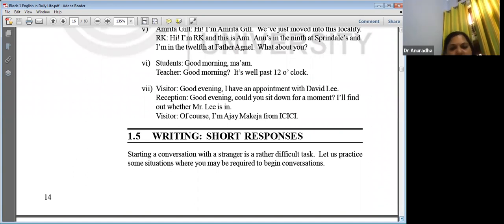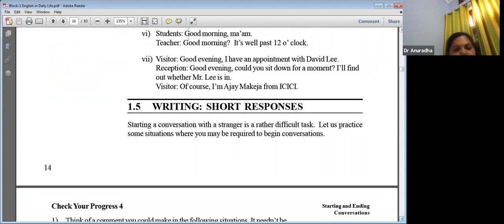Kindly do this exercise whenever you get time, or you just need to answer some of the questions. What is the setting: formal, informal, or not. For example, the society locality one can come under the category of informal.